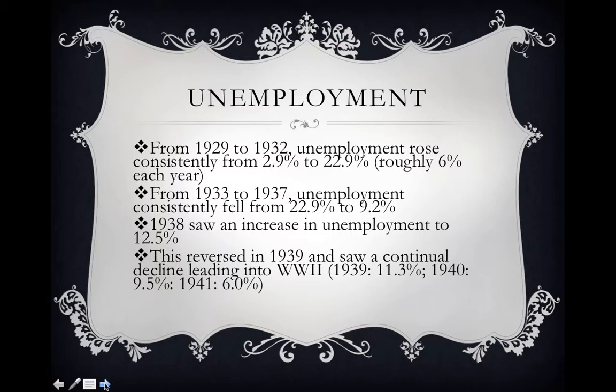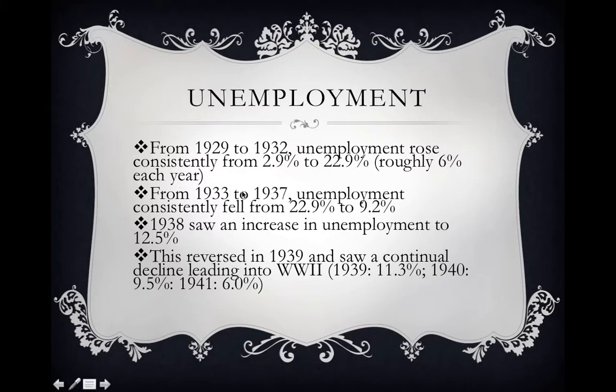Unemployment. At the start of the Great Depression, the unemployment rate was 2.9%. By 1932, the depths of the Great Depression, it had risen to almost 23%. That's roughly a 6% a year increase in the unemployment rate. All right, now if we get to double digits, 10%, people are up in arms. Imagine an unemployment rate twice that amount and the impact of that on the economy.